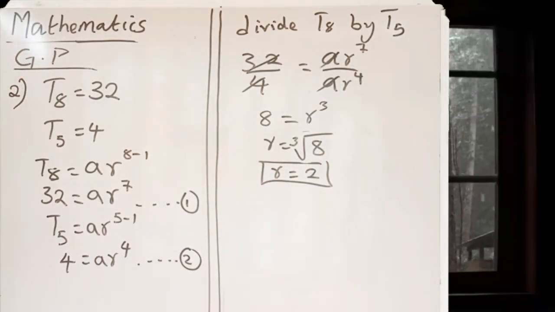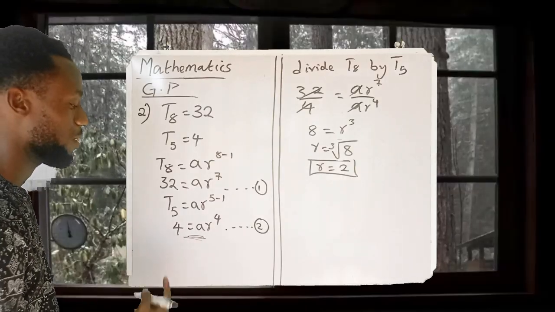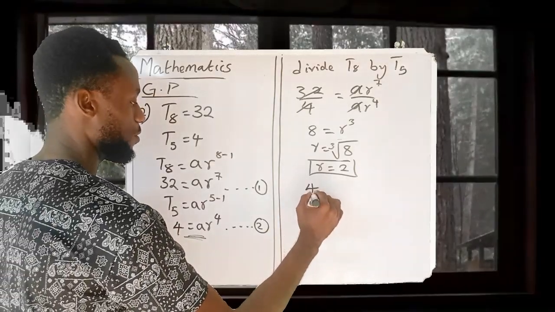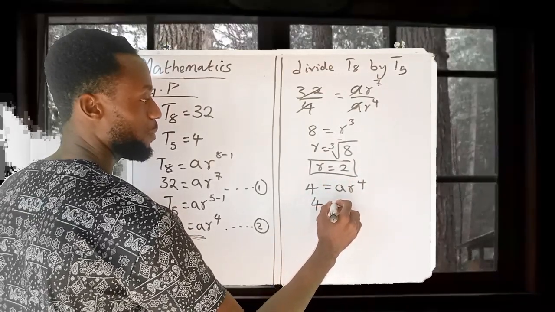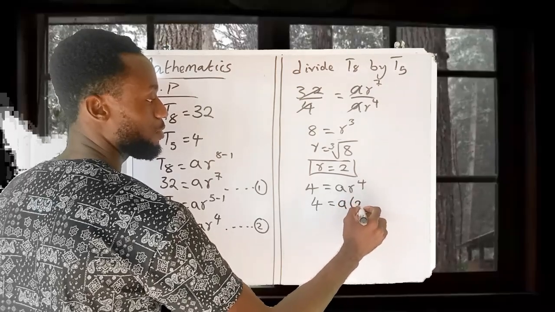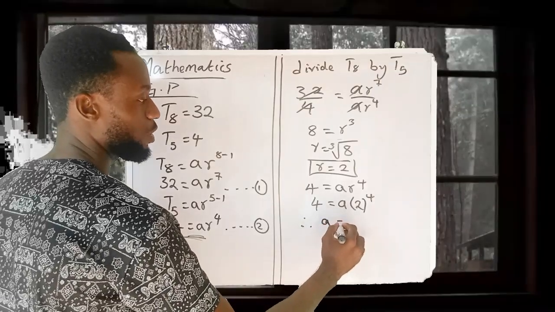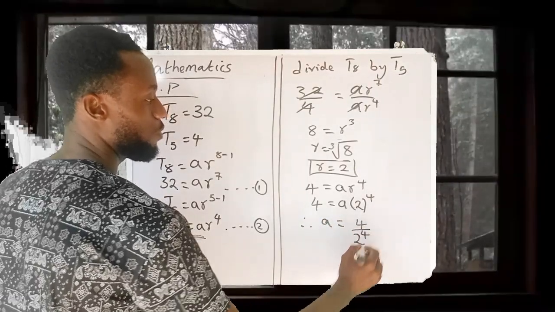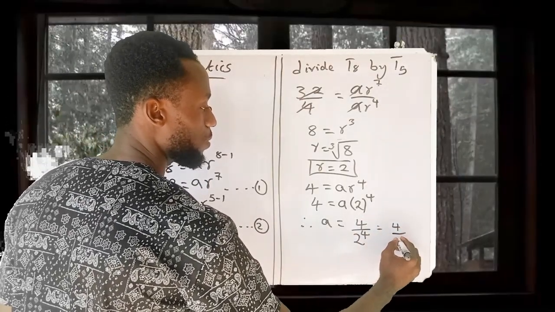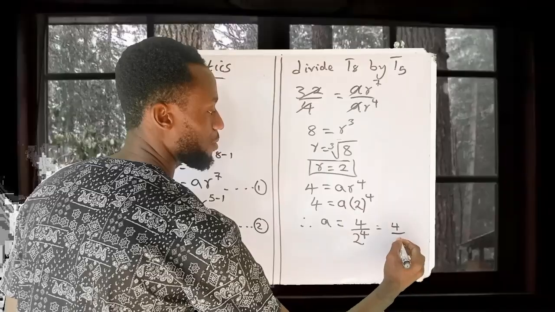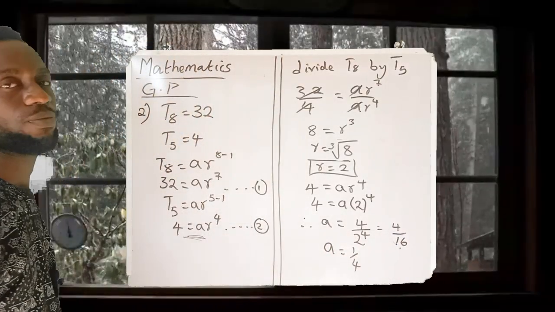The moment you've had your common ratio, you can insert it into one of the equations to easily get your first term. And what's the first term here? We have 4 equals AR raised to the power 4. And therefore 4 becomes equal to unknown A. The ratio has been found to be 2, raised to the power of 4. So therefore, our first term becomes 4 divided by 2 raised to the power 4. And what's the value of 2 raised to the power 4? 2 raised to the power 4 is 16. So we have 4 divided by 16. That means our first term is 1 over 4.